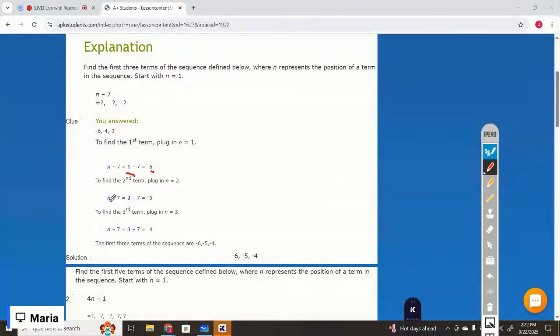Then you need to replace n every time, so that is n minus 7. So 2 minus 7 is negative 5. Then n minus 7, 3 minus 7 is negative 4. So the terms are negative 6, negative 5 and negative 4.